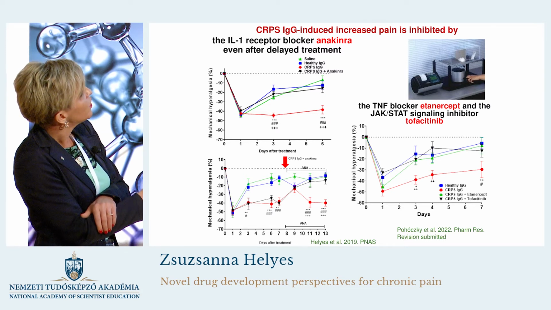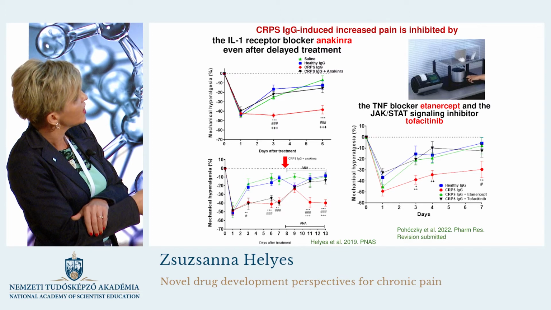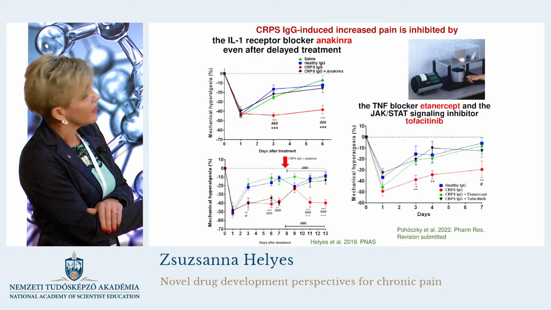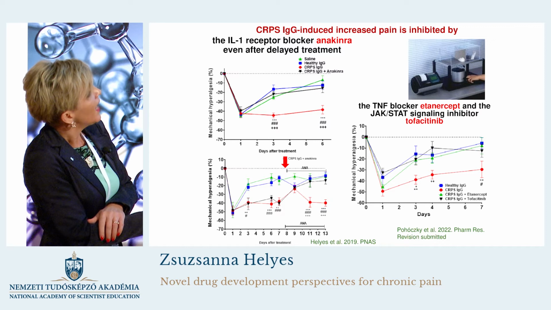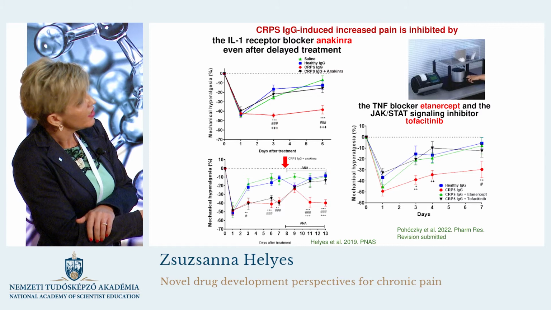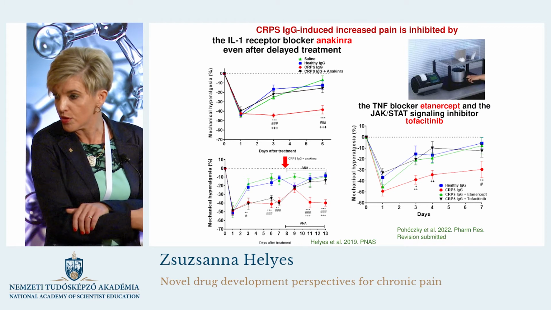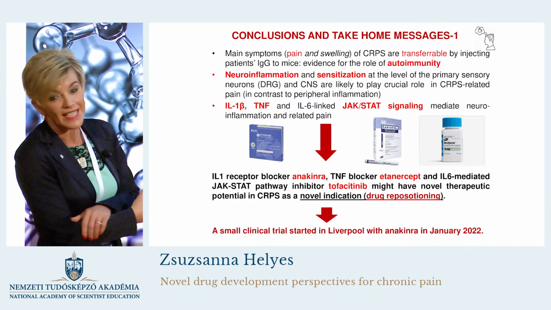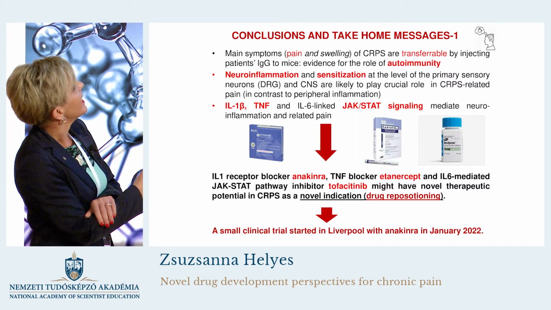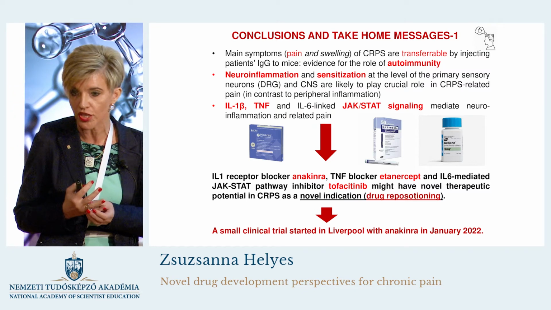And also, if we start the treatment late, if we don't start the treatment at the very beginning, we measure these mice for a long time, but we just start the treatment later, and this is what mimics the clinical condition, it is still effective. So that's quite promising. And also, etanercept and tofacitinib, the two other drugs, the TNF targeting and the JAK-STAT signaling drug, they also reduce, actually abolish, this pain response in the mice, which are induced by the diseased IgG, immunoglobulin. So as a conclusion of this first part is that the main symptoms can be mimicked in our animal models, so it can be transferred by the diseased patient's immunoglobulin.